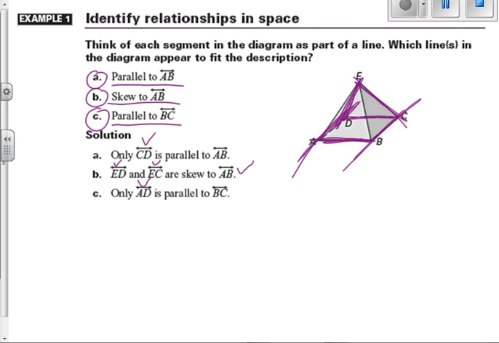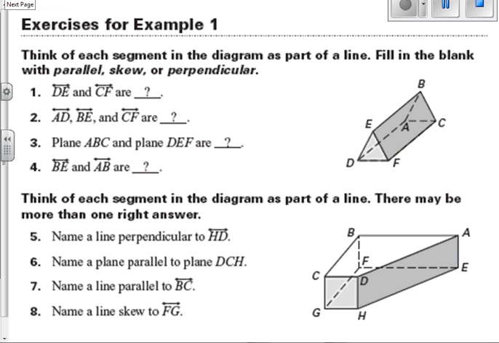Now if we move on, I think these are yours. Yes, you have 1 through 8, so if you would pause the video. Once you get answers for 1 through 8, start the video back up and we'll check our answers.